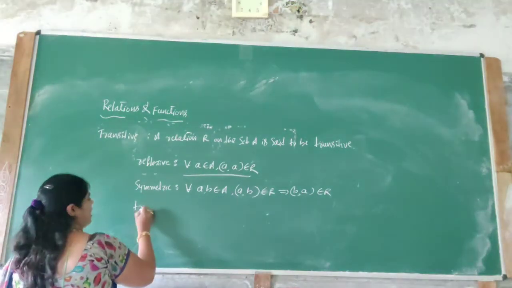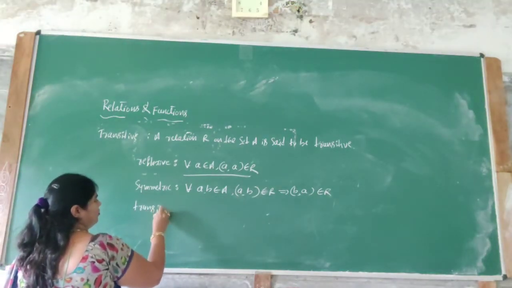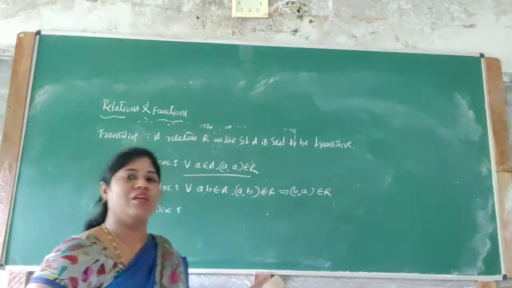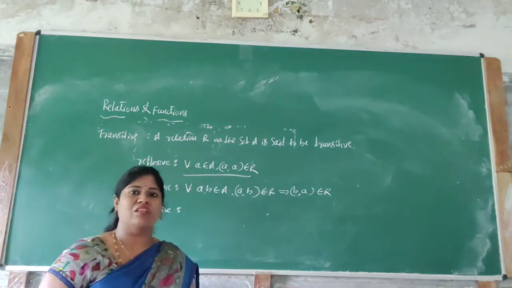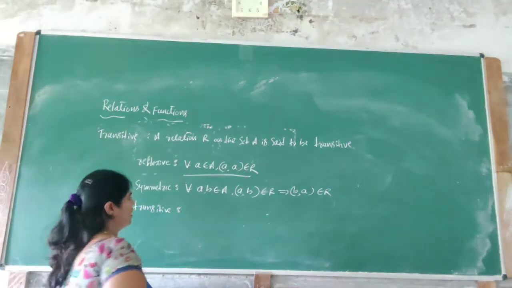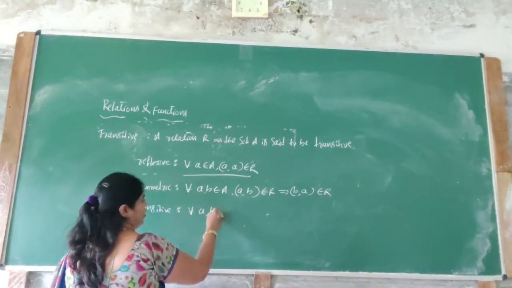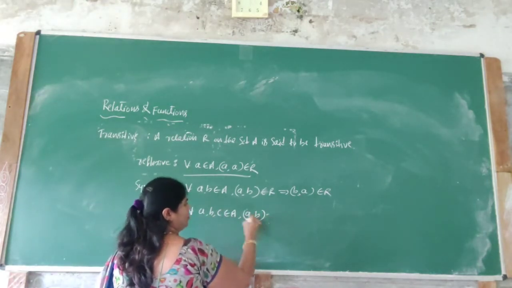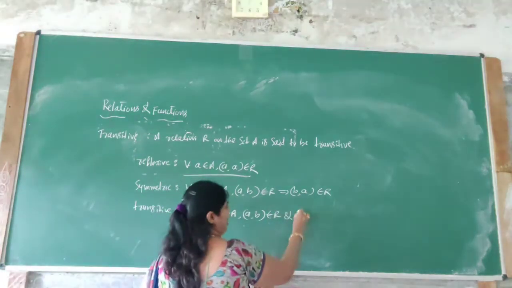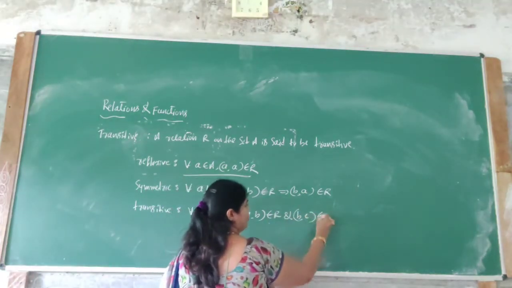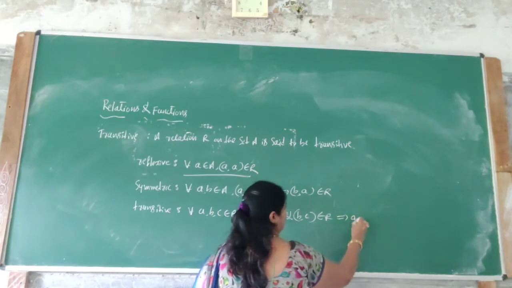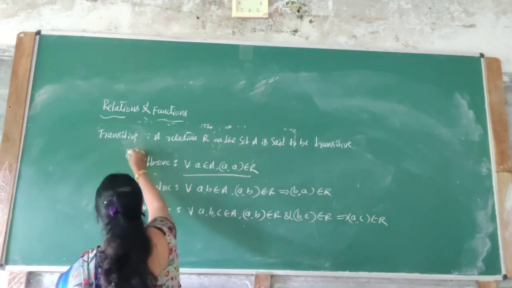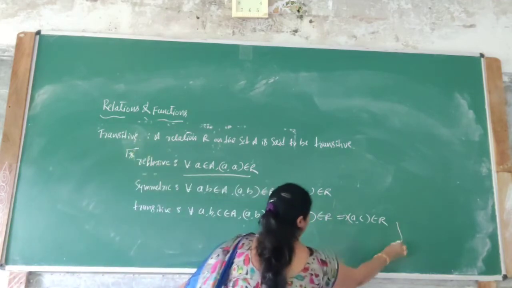Next one is transitive. You have to recall it again and again. This is very important. If you write the statement, you will get 1 mark. So next, for all a, b, c belongs to A, (a, b) belongs to R and (b, c) belongs to R implies (a, c) belongs to R. This statement is very, very important.